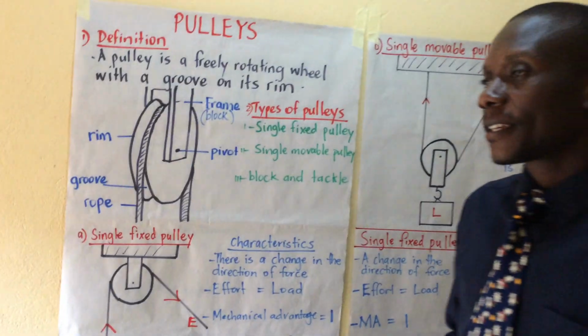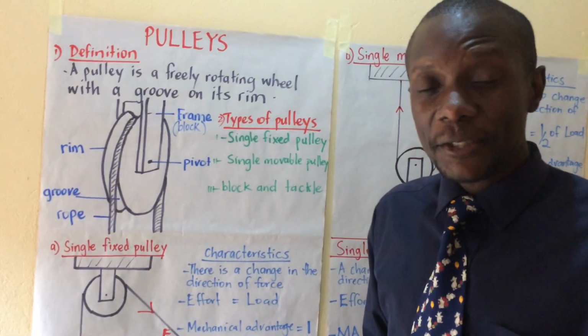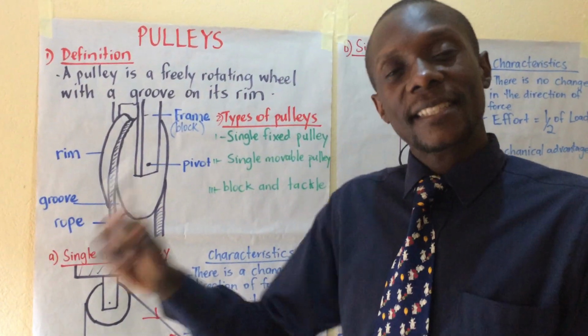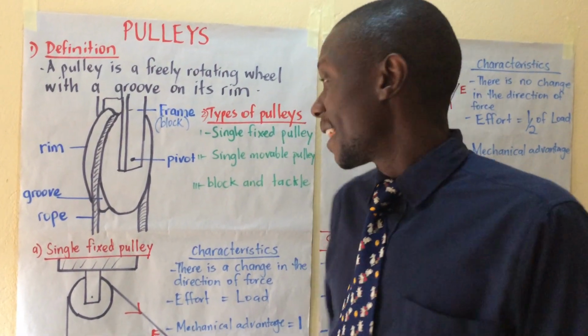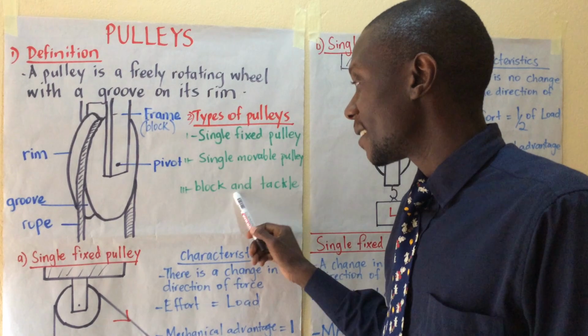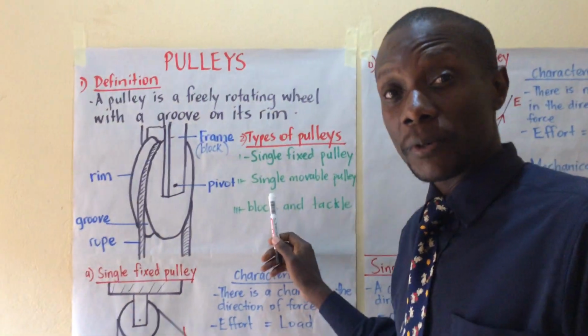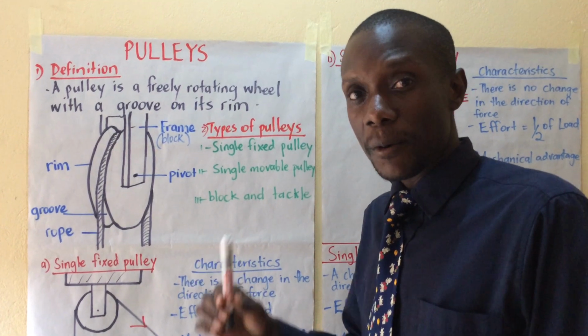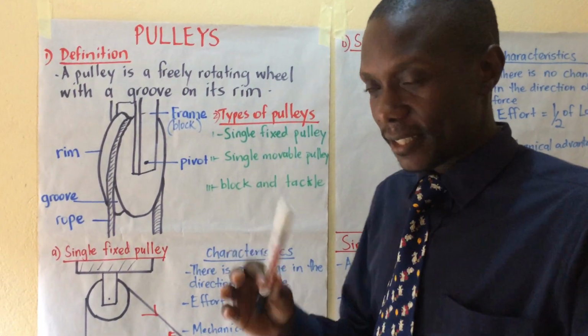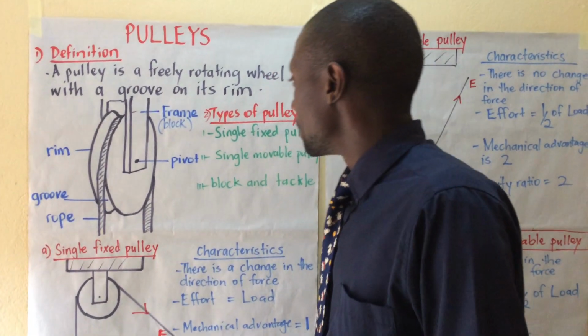Types of pulleys. The types of pulleys we are interested in are the single fixed pulley, the single movable pulley, and then we have the third one called block and tackle. But under the block and tackle pulley system, we are interested in what we are calling the fixed movable pulley. We shall define each one of them.